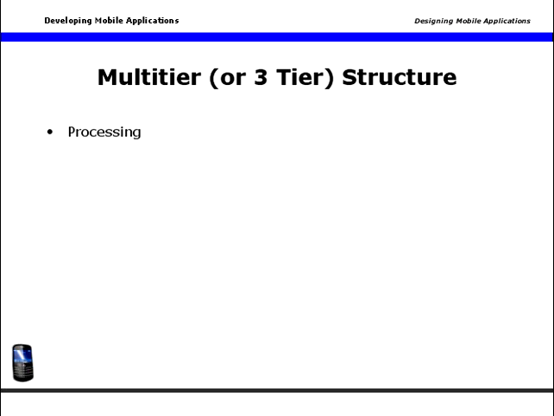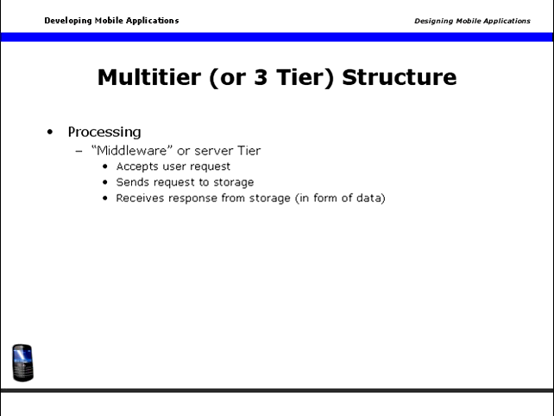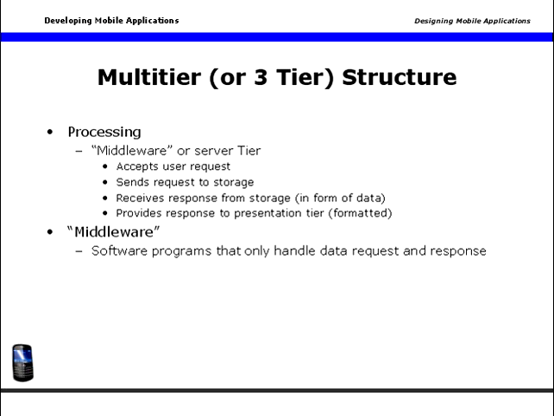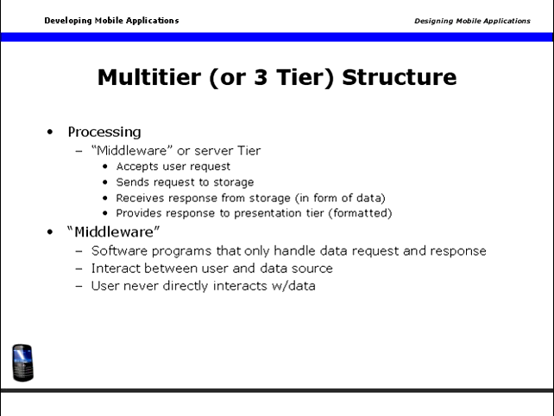The processing tier, middleware, or the server tier, accepts the user request, sends the request to storage, receives a response from storage in the form of data, and provides a response to the presentation tier formatted for the user. Middleware are software programs that only handle data requests and responses. They interact between the user and the data source so that the user never directly interacts with the data. They may provide many functions such as data handling, messaging, or procedure call from the database.